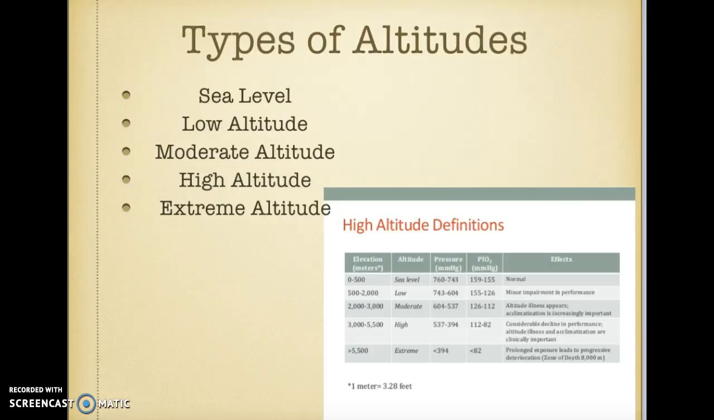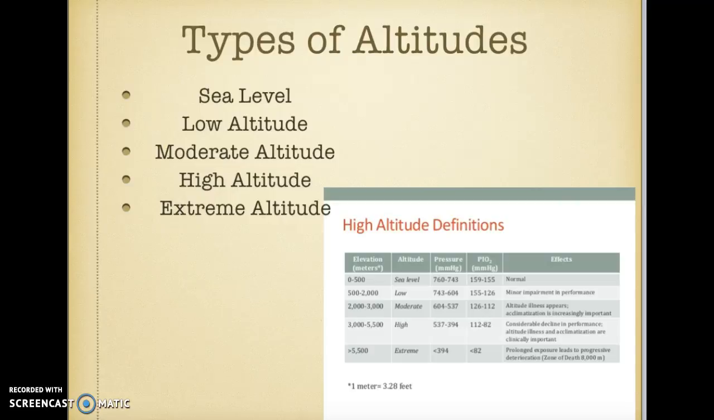High altitude ranges from 3,000 meters to 5,500, and the aerobic pressure at this point ranges from 537 to 394. The PiO2 ranges from 112 to 82. There's a considerable decline in performance at this point. Altitude illness and acclimatization are clinically important.